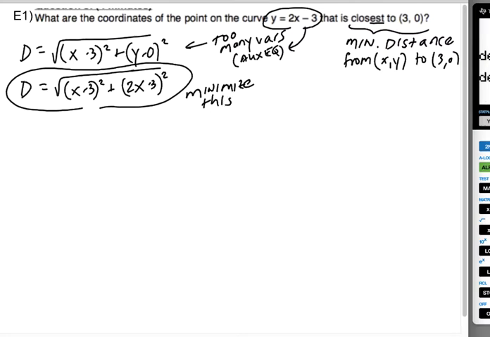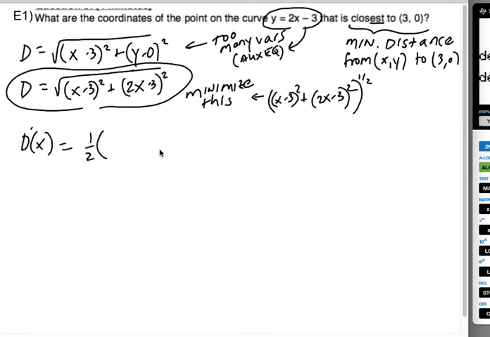You can, if you so choose, FOIL out the stuff on the inside of the root. I promise it's not going to make a huge difference. When I differentiate, I want d prime of x. So remember that this whole thing, x minus 3 quantity squared plus 2x minus 3 quantity squared, is to the 1/2. So when I differentiate, I'm going to get a 1/2 times this whole thing to the negative 1/2, and then I'm going to have to differentiate the inside because of the chain rule.